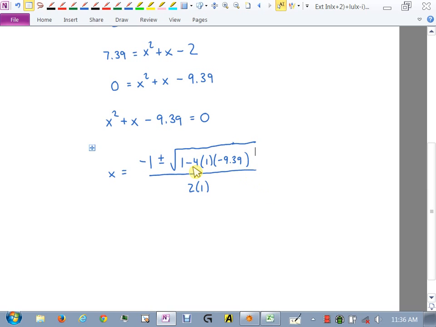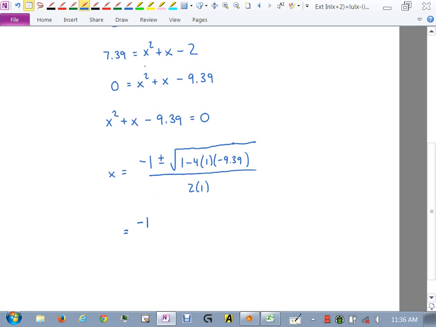So we've got to get our calculator out and figure out what this radicand is. So I'm going to do negative 4 times 1 times negative 9.39. That's what I'm doing first. 37.56. Is it plus or minus? Plus, right? And then you have the 1 in front of it. So it's 1 plus 37.56. No? Yes? That's okay?